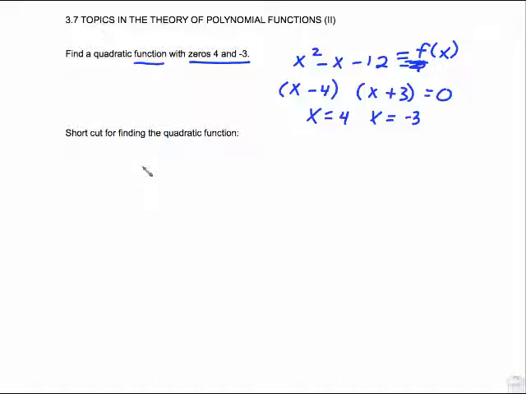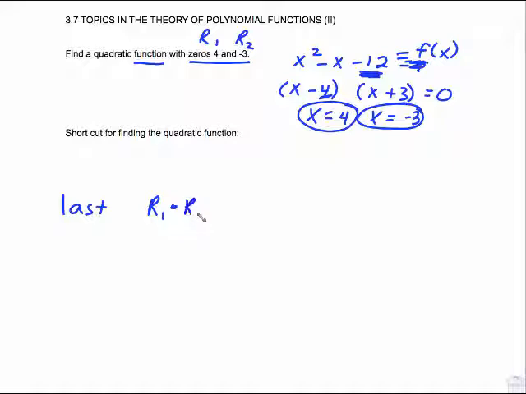Now, there's a neat little shortcut for finding this. Rather than having to take these zeros and put them in factor form and then FOIL them out, take a look at the relationship here. Notice the end. That's the easiest thing to see. Where this -12 came from was FOILing out these numbers. 4 times -3 gives me -12. So if we call these two, the 4 and the -3, root 1 and root 2, then to get the last term, all you have to do is multiply root 1 times root 2.